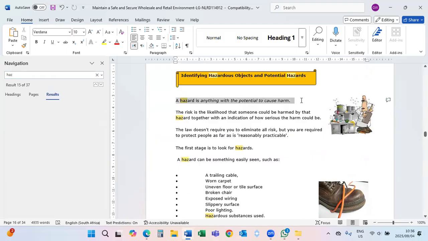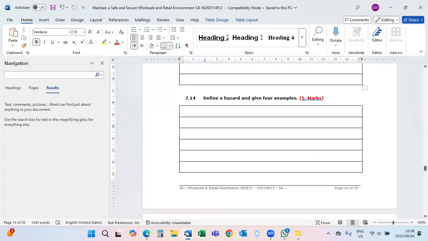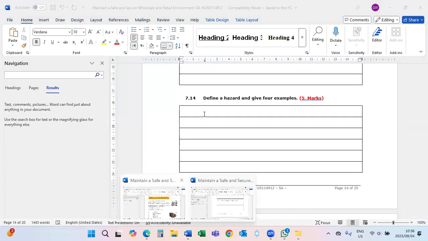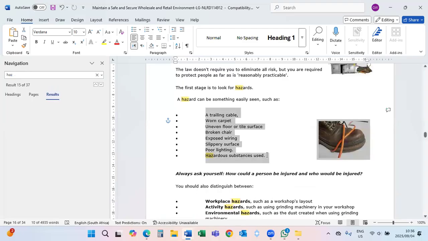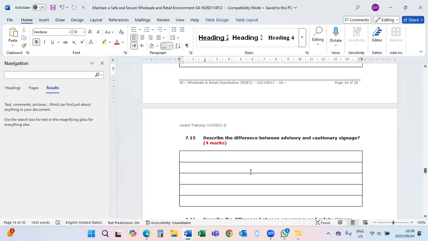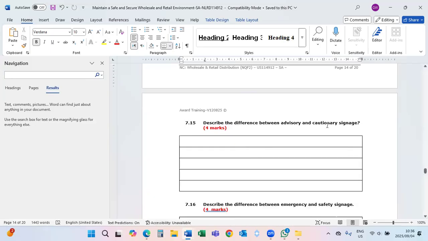Anything with the potential to cause harm, okay? And then the second part of the question says to give 4 examples of a hazard. There are 4 examples there. You can choose 4 examples from that lot there. Okay, nice and easy.